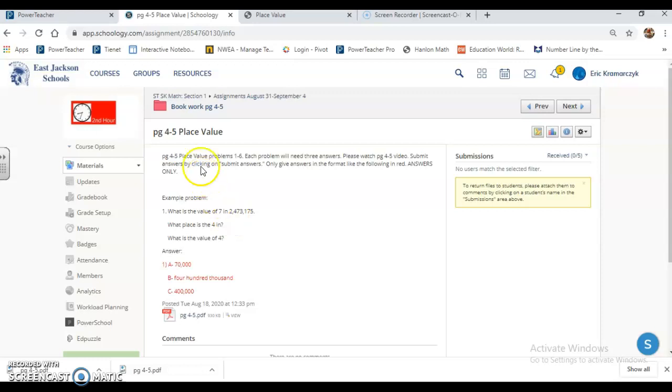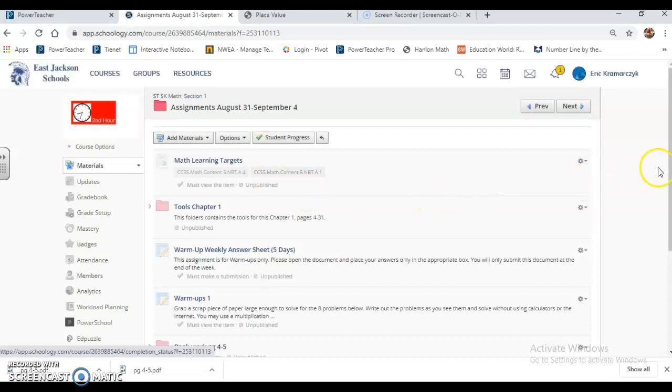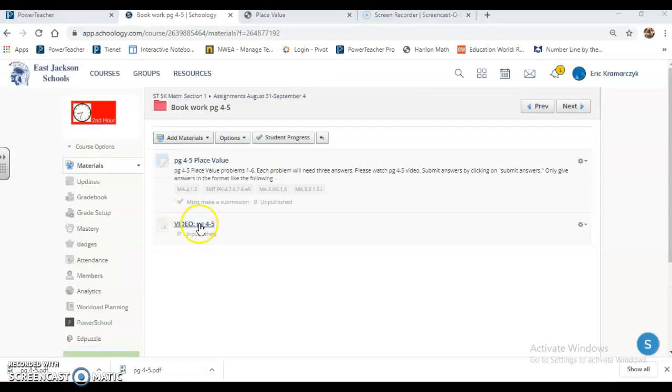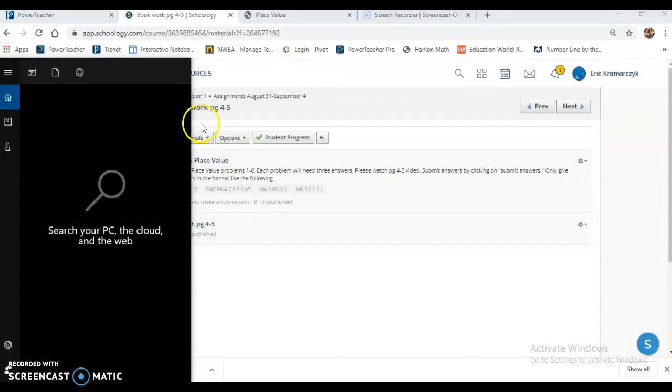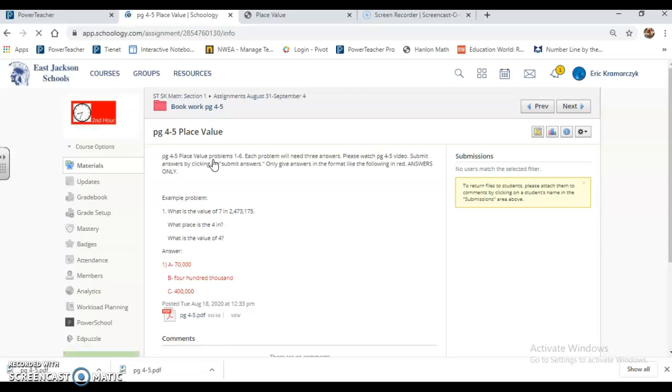You have clicked on the 4-5 place value assignment in Schoology. If I was to go back a section here, notice you've already completed all your work up to the folder bookwork page 4 and 5. You're currently watching the video for page 4 and 5, but you are actually going to be doing the 4-5 place value from the book.